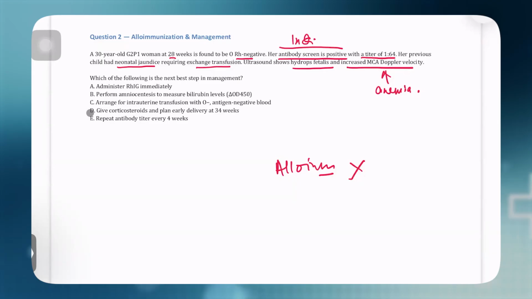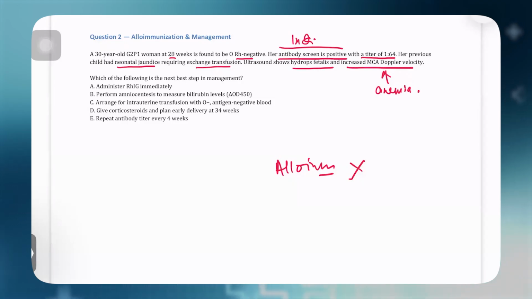Perform amniocentesis to measure bilirubin levels. This will not help in any way. Arrange for intrauterine transfusion with O negative, antigen negative blood. Absolutely correct. So we see that the MCA Doppler velocity is increased, indicating anemia. So we would arrange for intrauterine fetal transfusion. So we would go for blood transfusion, but with O negative, antigen negative blood.